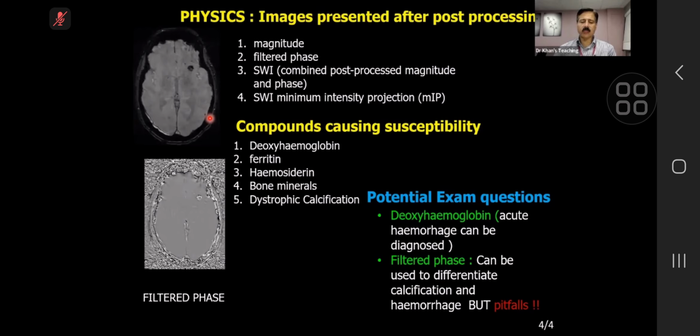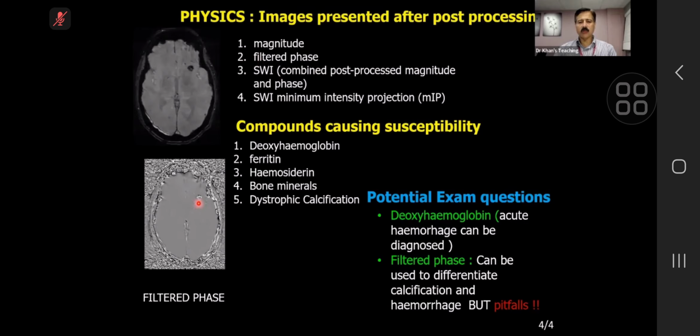A poor man method, by the way, is that in your day-to-day practice, you simply see the CT scan. If there is calcification, you call it calcification. But you have to do this filtered phase image. A bit of physics is involved. When you do an SWI sequence, you can post-process them into various kinds of sequences: magnitude, filtered phase, SWI, combined post-processed magnitude and phase, and SWI minimum intensity projection. Out of this, filtered phase will give you this kind of an image.